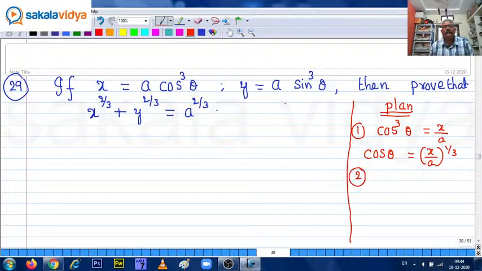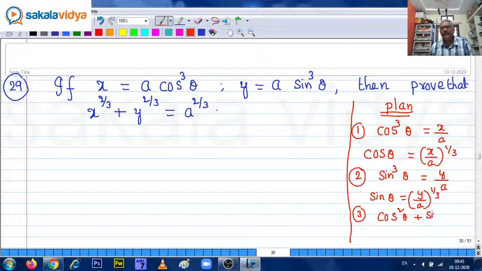In the similar process, first write down sin cube theta. Sin cube theta is equal to y upon a. Now find sin theta. Sin theta is equal to y upon a whole to the power of 1 by 3. Now make use of the formula cos square theta plus sin square theta equals 1 and simplify. So these three steps are to be kept in our mind.